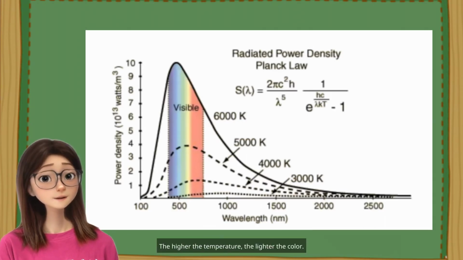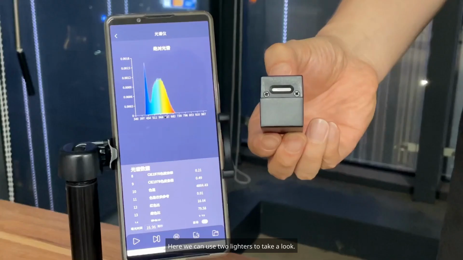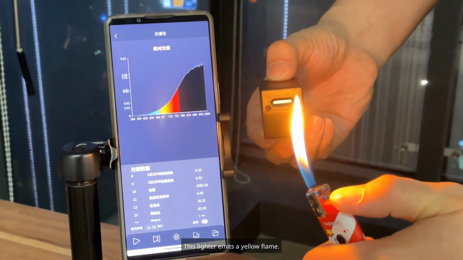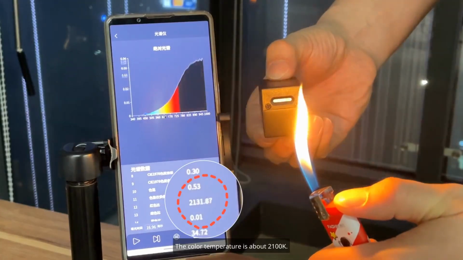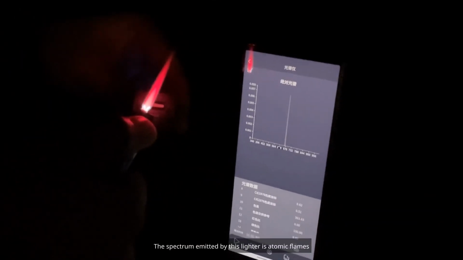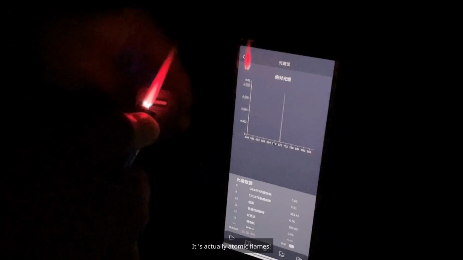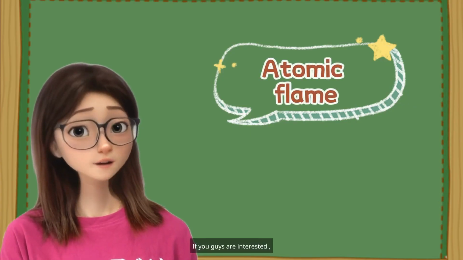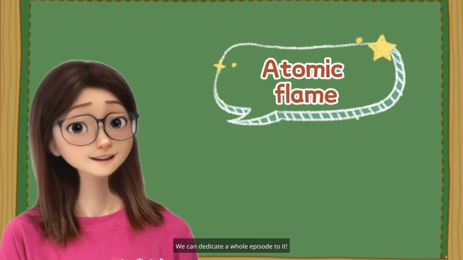Generally speaking, the higher the temperature, the lighter the color. Here we can use two lighters to take a look. This lighter emits a yellow flame. The color temperature is about 2100 K. Another lighter has a red flame. The color temperature is only about 360 K. The spectrum emitted by this lighter is from atomic flames. About atomic flames, if you guys are interested, we can dedicate a whole episode to it.